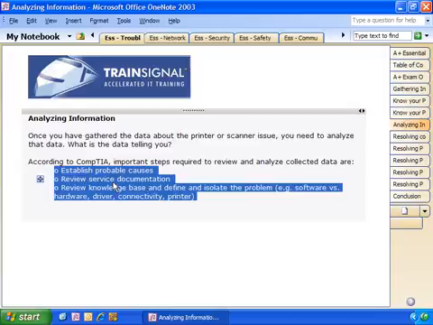When was the last time it was cleaned? When was the last time the toner cartridge was changed? When was the last time a maintenance kit was put in? A lot of these printers have a maintenance kit that has to be put in after so many pages were printed on the printer. And I think of this kind of like your 50,000 mile checkup on your car.